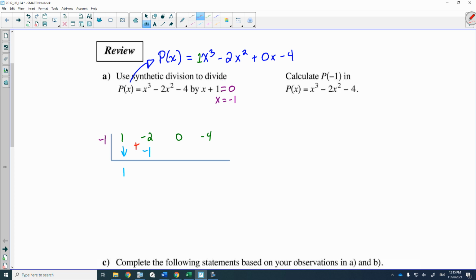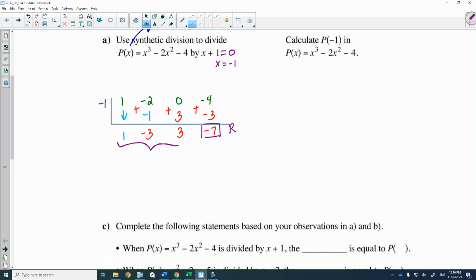-2 plus -1 is -3. Carry out your multiplication. -3 times -1 is 3. Add, and you get 3. Multiply, you get -3, and add, and you will get -7. Remember that this last term here is always your remainder. So when we synthetically divide by this binomial, our remainder is going to be -7.